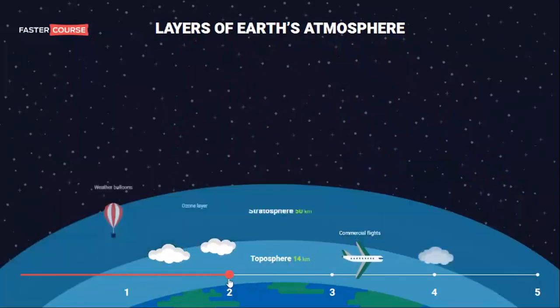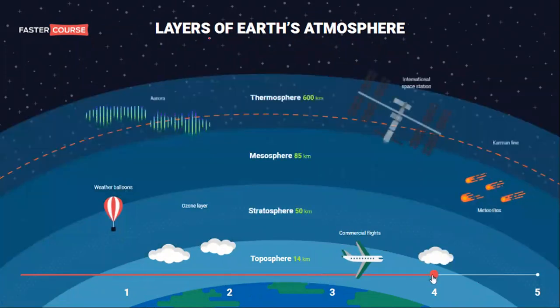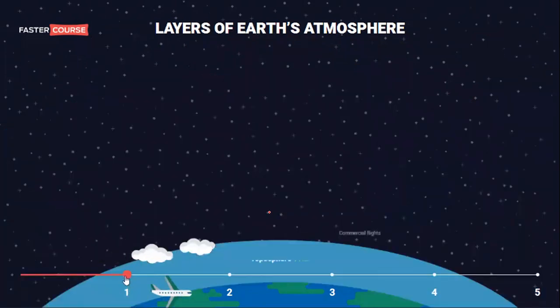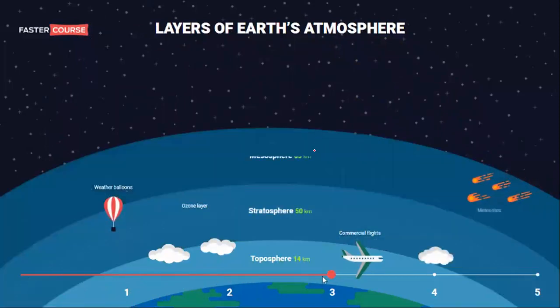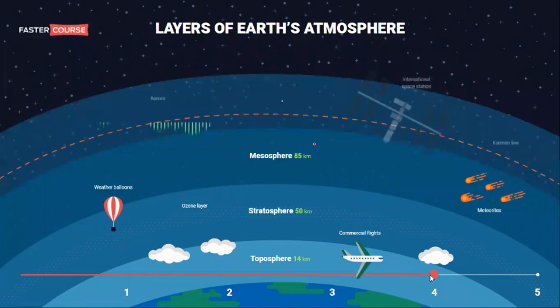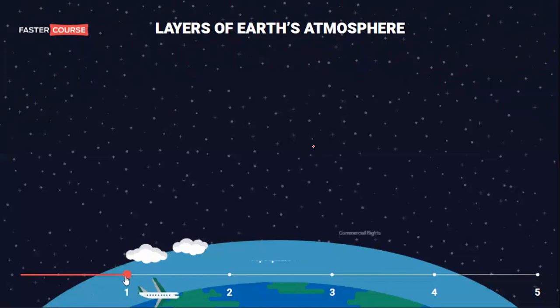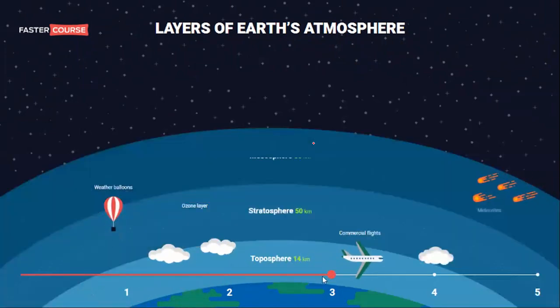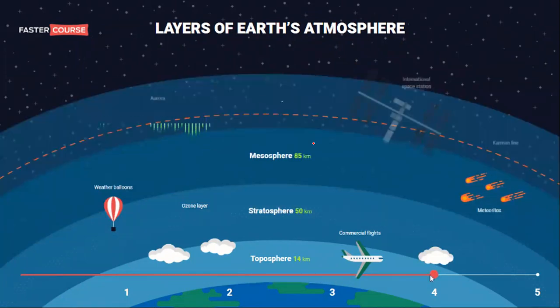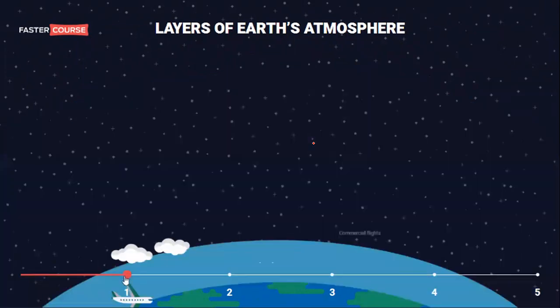You see the troposphere, where the aeroplane can move. Then we have the second layer. This is called the stratosphere, and this is 50 kilometers away from the troposphere. Then the mesosphere, and then the thermosphere. At the end, this is the exosphere. And here all the satellites are in the exosphere.